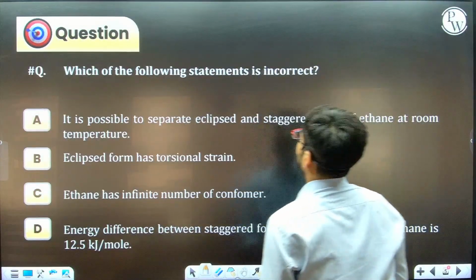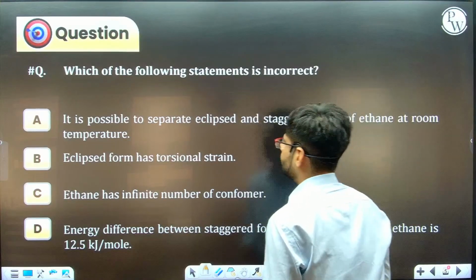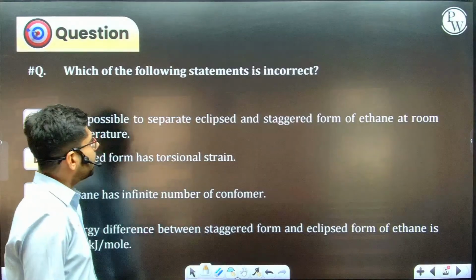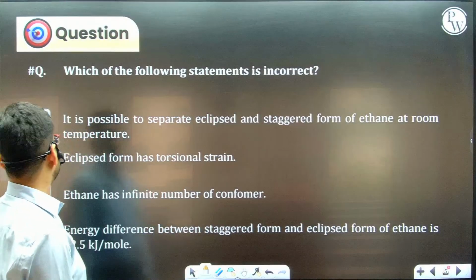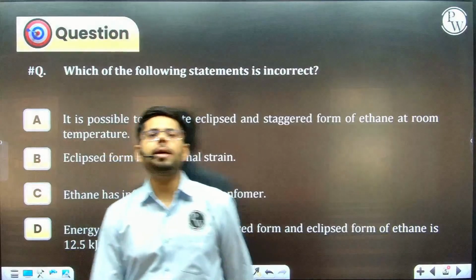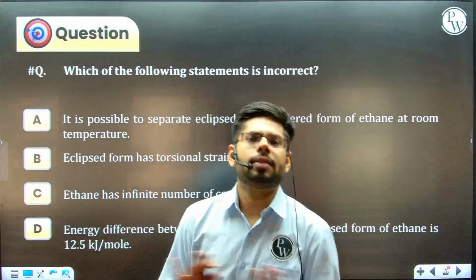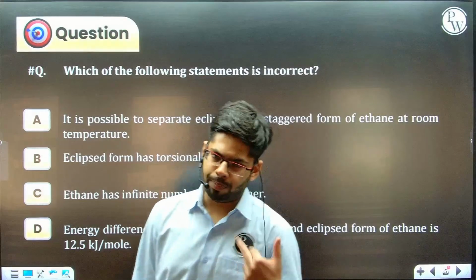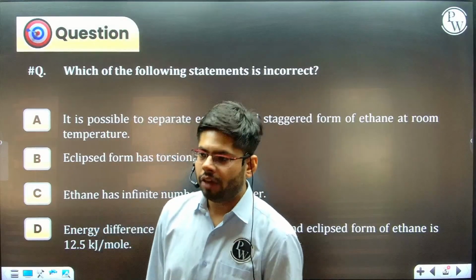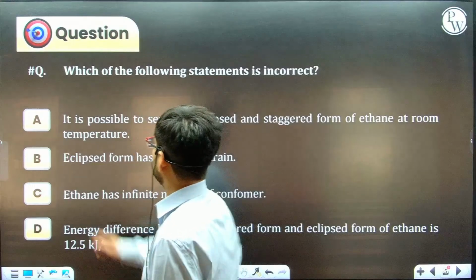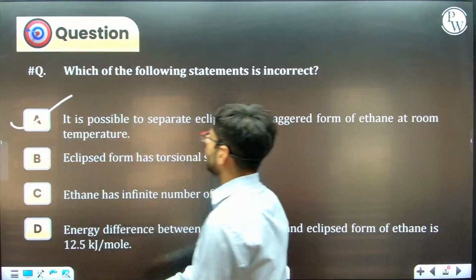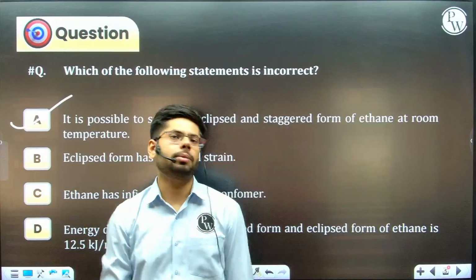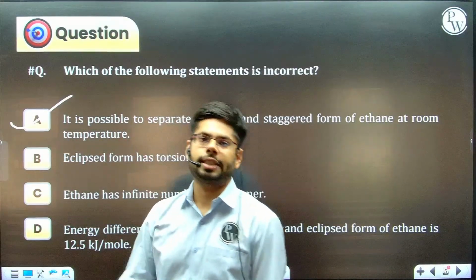Which of the following statements is incorrect? It is possible to separate eclipsed and staggered forms of ethane at room temperature. Now see, conformational isomers cannot be separated or isolated at room temperature because they keep interconverting rapidly. We cannot isolate them, and hence this statement is wrong because it is mentioned here that it is possible to separate, whereas it is impossible to separate. Hence the first statement is incorrect.